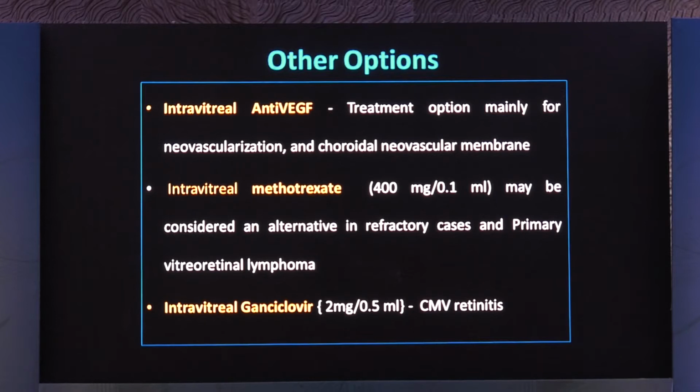Other options are intravitreal methotrexate, which is mainly a treatment for biopsy proven primary vitreoretinal lymphoma, and sometimes can be given in refractory cases of other non-infectious uveitis, and ganciclovir is usually reserved for CMV retinitis.